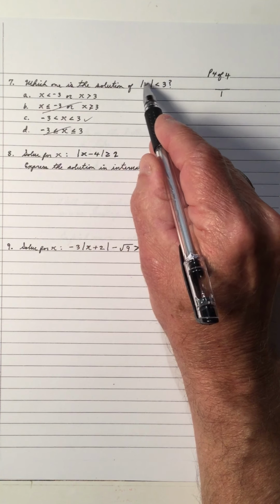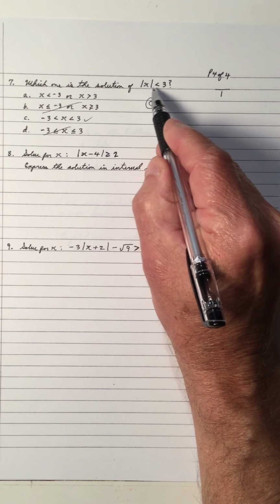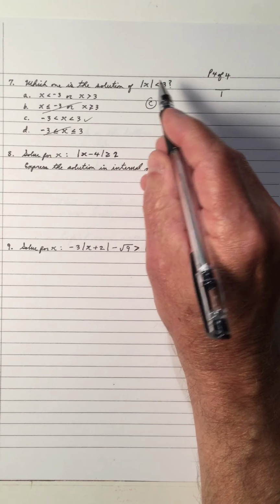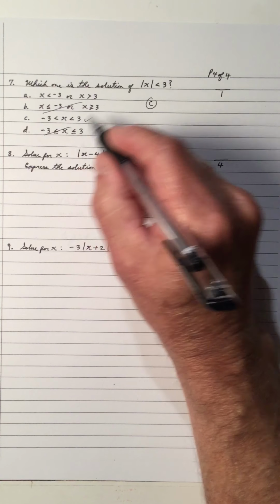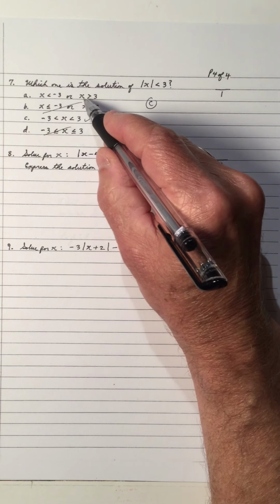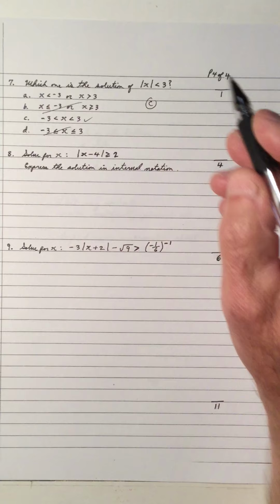Take a 0, put a 0 in. Absolute value of 0 is 0. 0 is less than 3, true. So less than is an and, in between. Greater than would be one of these two, an or.